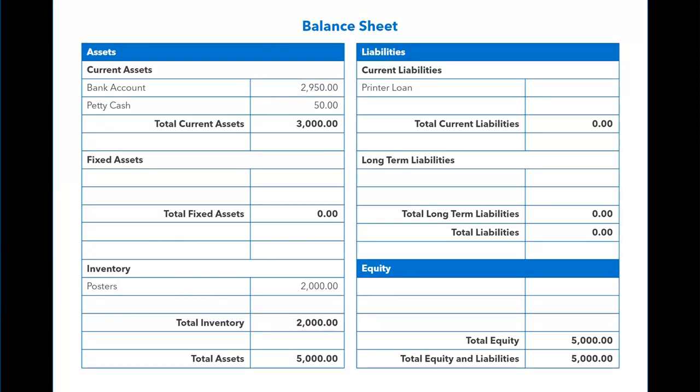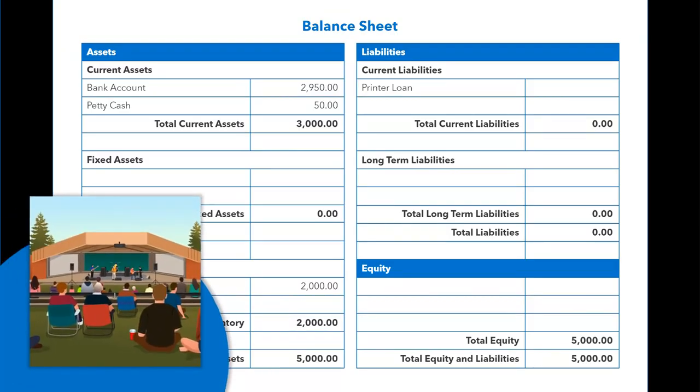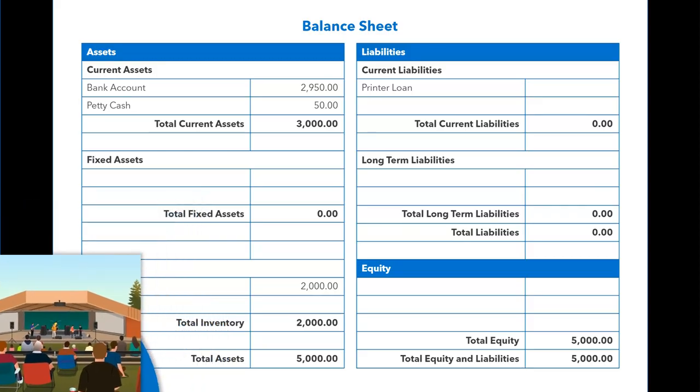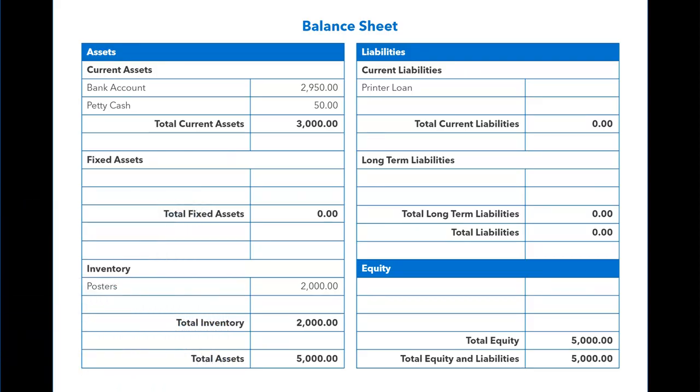Day 3. The following day, you take $500 in posters and sell these posters at a local concert for $650, making a profit of $150. Afterward, you deposit these funds. Your bank account increases to $3,600. The amount in your inventory decreases to $1,500, and your current earnings increase to $150.